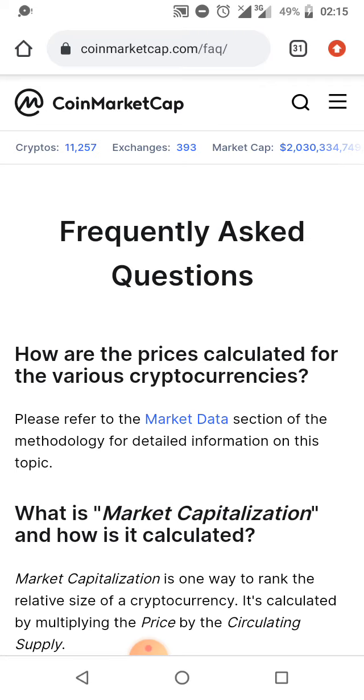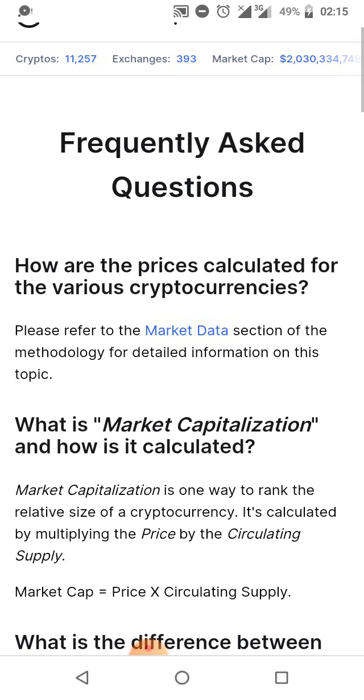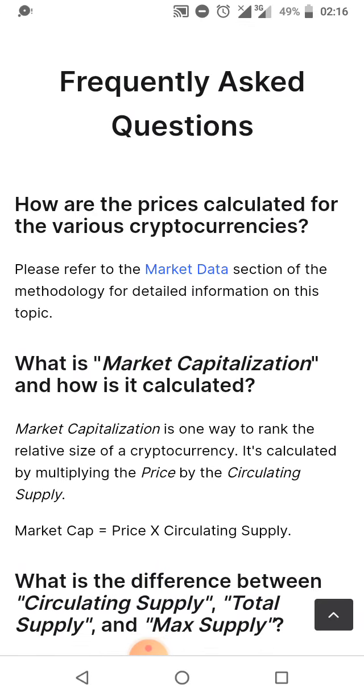So now, first question here is how the price is calculated for the various cryptocurrencies. For this particular question, you can refer to the market data section of the methodology for detailed information on this topic. So if you want to know about the prices calculated for various cryptocurrencies, you can check their market data. I think on the market data, that's where you see the total market supply, the total capitalization. You see the price in circulation. I think those are some of the data they use in calculating the prices of cryptocurrencies.